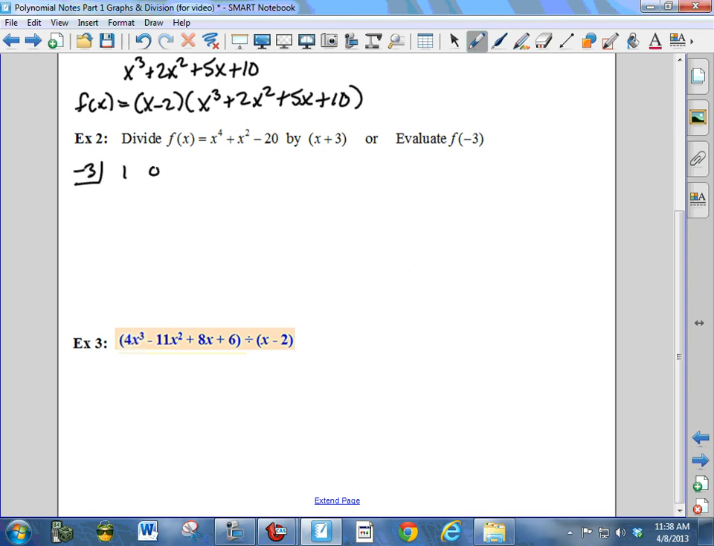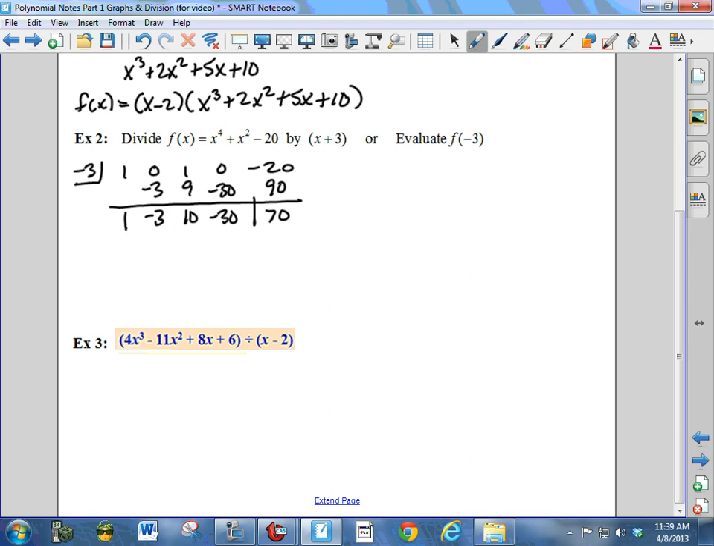And this is 1, 0, 1, 0, negative 20 again. I'm going to go through the process a little more quickly. Bring down the 1, multiply by negative 3, add. Negative 3 times negative 3, positive 9, add. Negative 3 times 10, negative 30, add. Negative 3 times negative 30 is positive 90, add, and I get 70. I'm going to make sure that I didn't do anything wrong here. That's what I'm supposed to get. Good. Okay, that's the remainder.